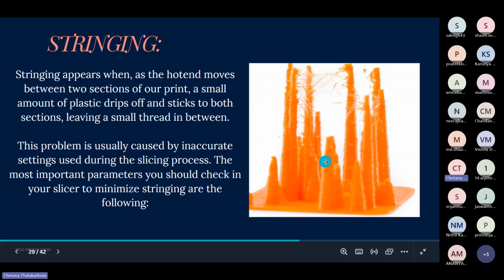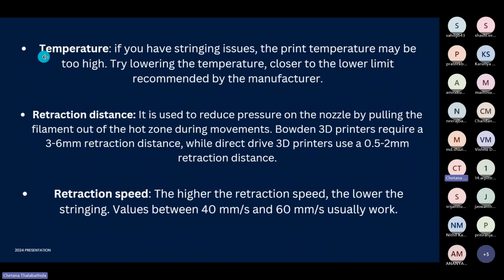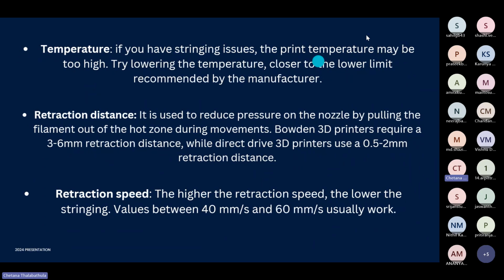So the ways to minimize these are reducing your temperature. If you are having stringing issues, the temperature of your bed or the nozzle might be too high. Cracking happens because the temperature is too low, and stringing happens because the temperature is too high. So you have to be very careful maintaining the right amount of temperature while setting up your print.